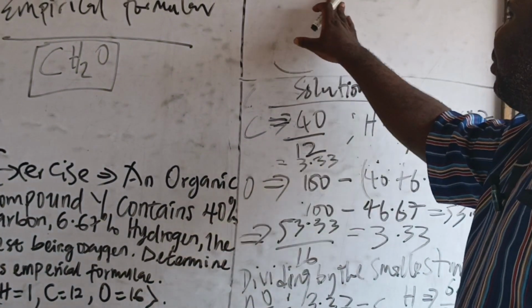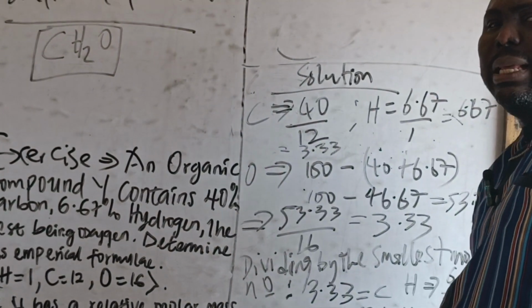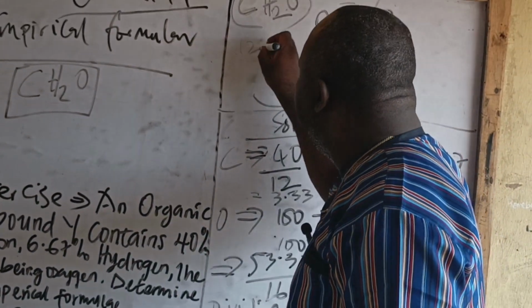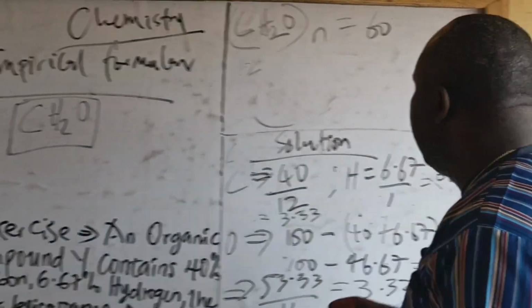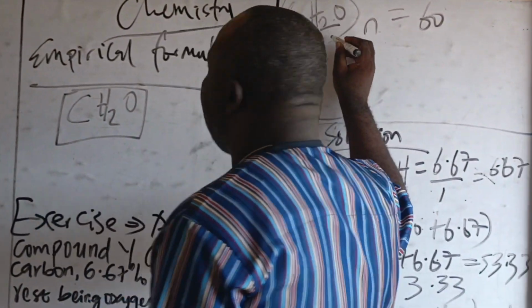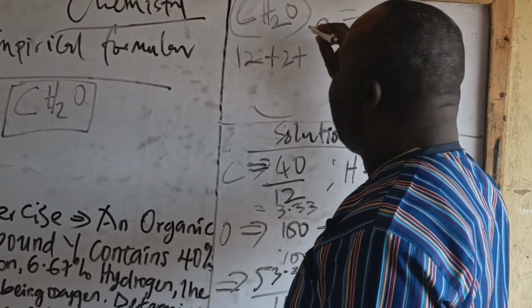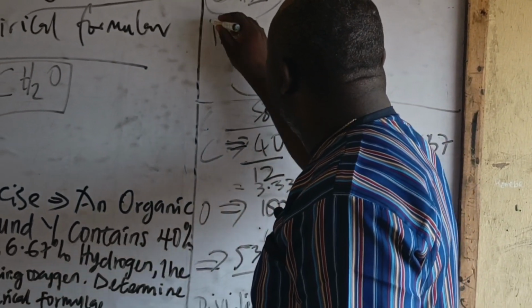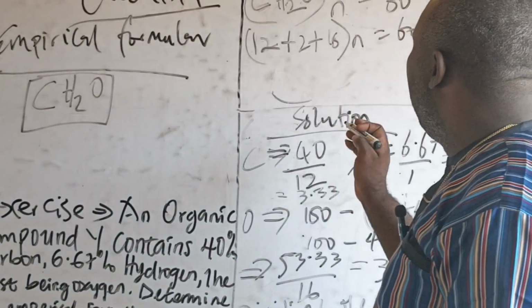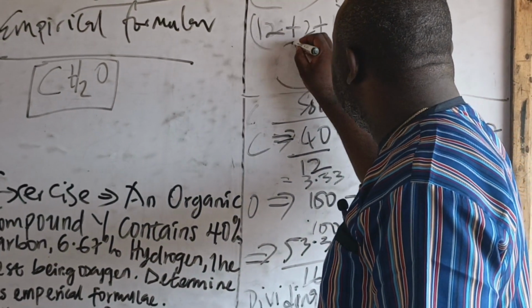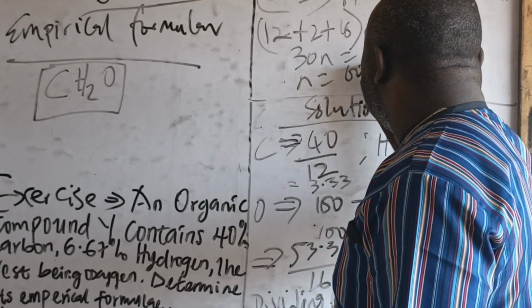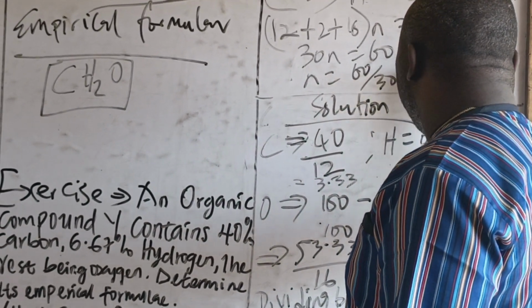Then we get the value of n and put it into the formula of the compound, and we can get the molecular formula. The mass of carbon is 12, plus 2 atoms of hydrogen is 2, plus oxygen 16. Then n times that is equal to 60. 12 plus 2 plus 16 gives us 30. So n will be equal to 60 over 30, which equals 2.